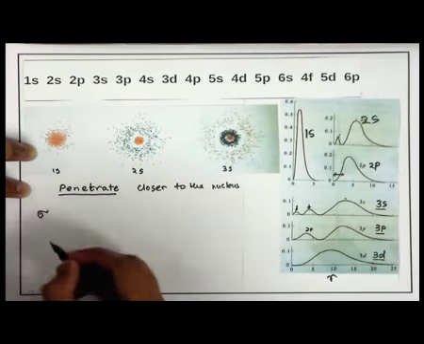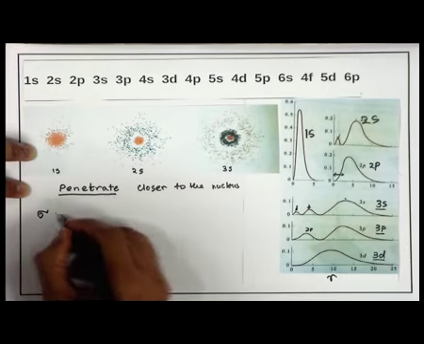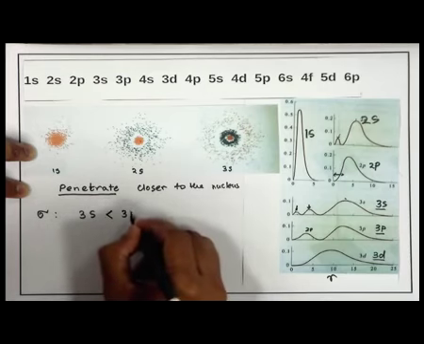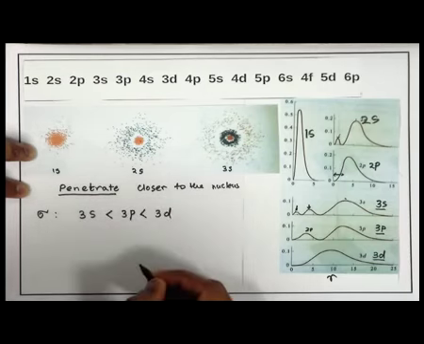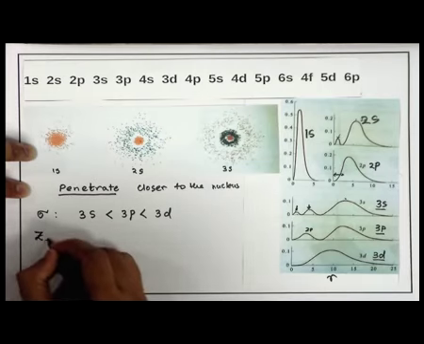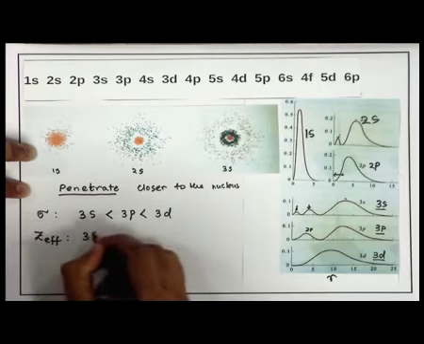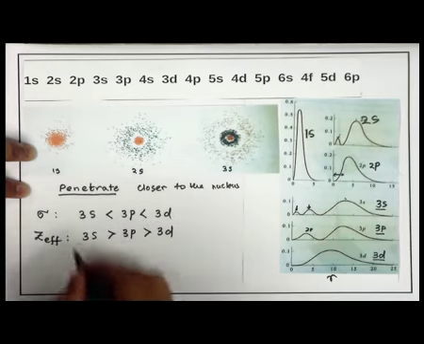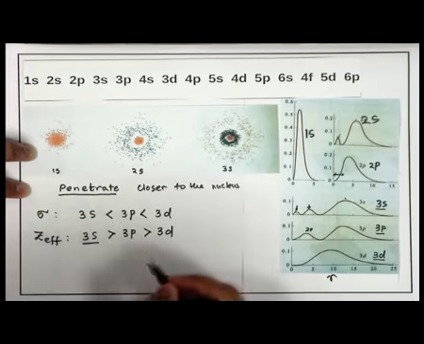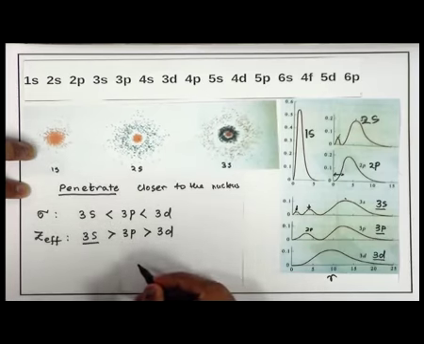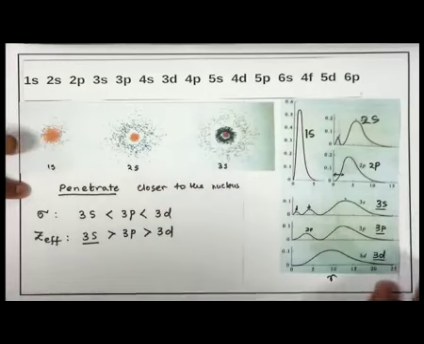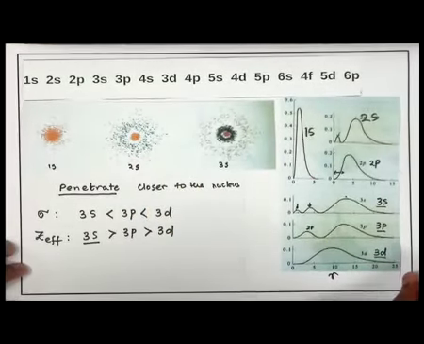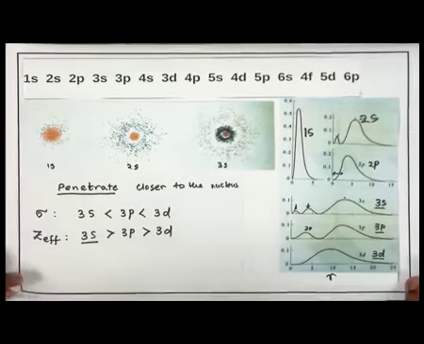So, if I compare the screening constant for 3s, 3p and 3d, I can write this. And if I compare the Z effective, I will say, the larger the Z effective, the more stable the electron is. So, this gave us an idea about why we see the trend that we see in the energy ordering of the orbitals.